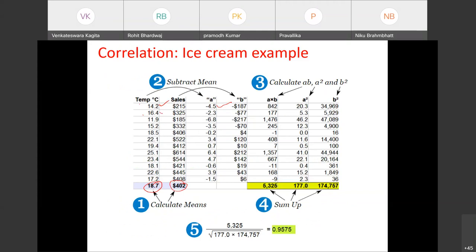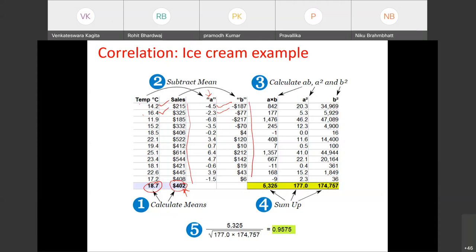Subtract 18.7 from 16.4, you would get minus 2.3. Like that, substitute this mean from each and every element. Let's say this is A. Similarly, substitute this mean from the individual elements here, so you would get this B.